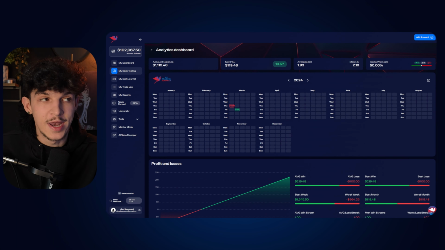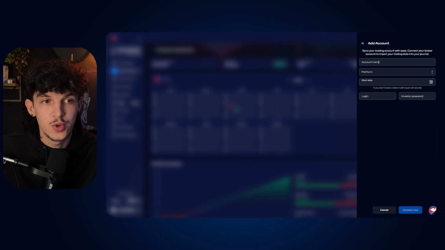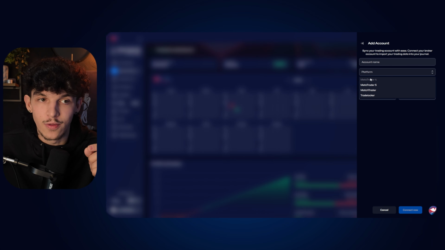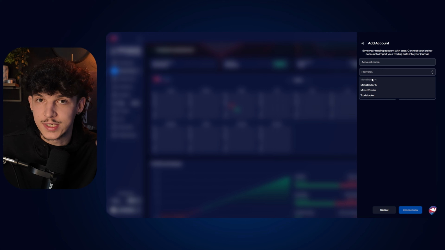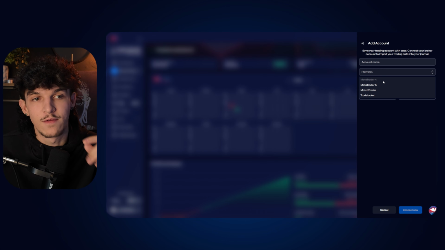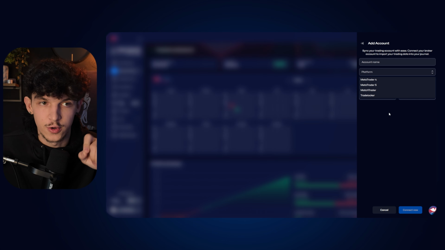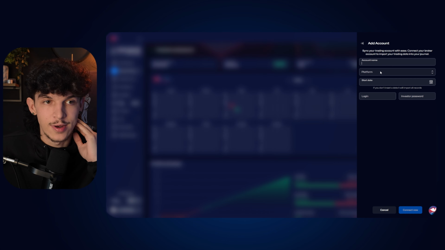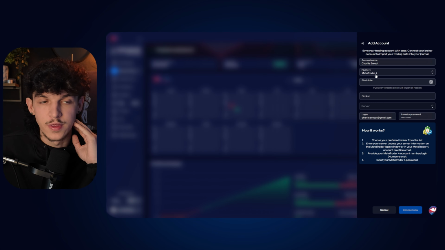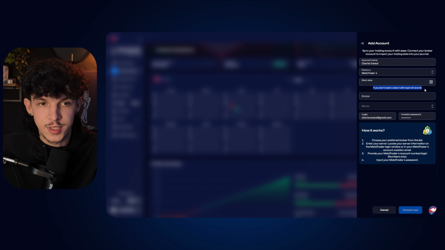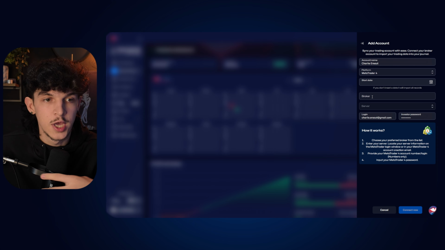So the first thing that we're going to be doing is looking at the MTJ dashboard. On the top right, you can see add an account. Here you will add your trading account that you like to trade with and you want to see analysis on it and you want to journal from it. You have MT4, MT5, Match Trader, or Trade Locker. All you have to do is put your account name in, the platform that the account is on. You don't have to put a start date because it will just import all the records. You put your broker in, your server, your name, etc.